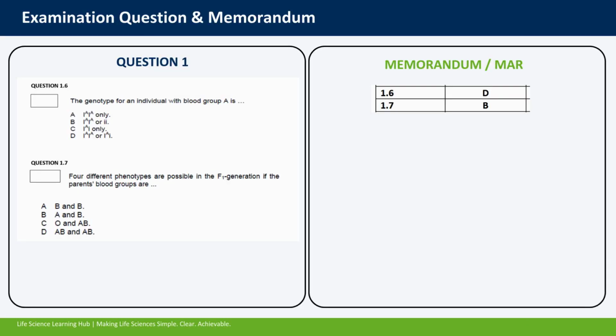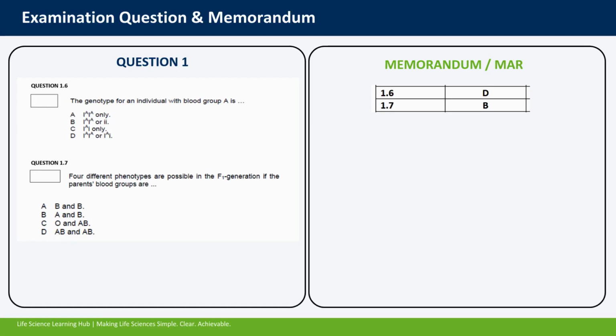Okay, so let's have a look at the first question, which are two multiple choice questions. The question says the genotype for an individual with blood group A is. Now, before we even look at the options, let's remind ourselves of something important. Blood groups are controlled by 3 alleles, IA, IB, and small i. Remember, IA and IB are dominant over small i. So if somebody has blood group A, it means that the A allele is being physically expressed. But there are actually two possible genotypes that can produce blood group A.